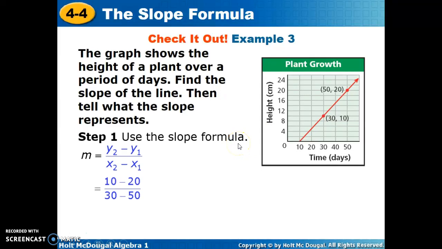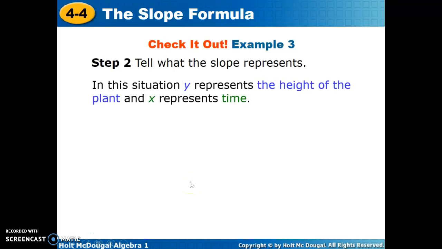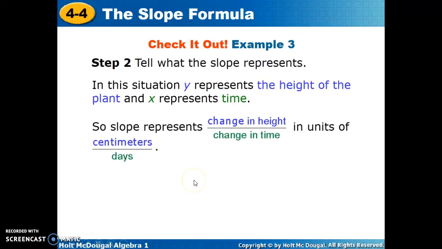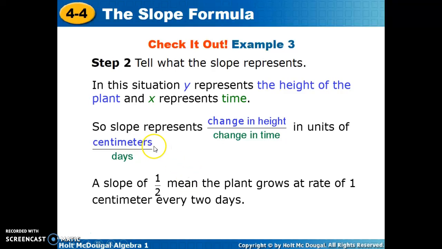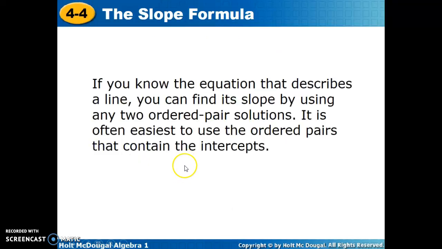Plug in those values. They have taken y2 to be the bottom point and y1 to be the upper point. So y2 minus y1 over x2 minus x1. And we have a slope of 1 over 2. Remember, that's the change in the y, or the height, over the change in days. So we can conclude that the height is changing 1 centimeter and the days are changing by 2, meaning 1 centimeter every 2 days or 1/2 centimeter every 1 day.